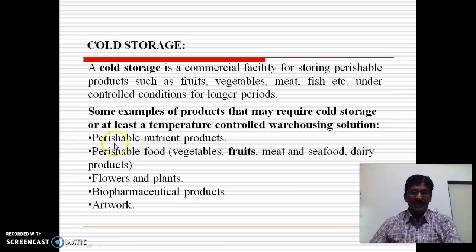So here you can see the perishable nutrient products, then perishable food, that is vegetables, fruits, meat and seafood, dairy products, flowers and plants, biopharmaceutical products, artwork. If you see the cold storage, we are maintaining different temperatures in a cold storage for different products. The products may be fruit, vegetable, meat, or fish. So for different products we are maintaining different temperatures in the cold storage.